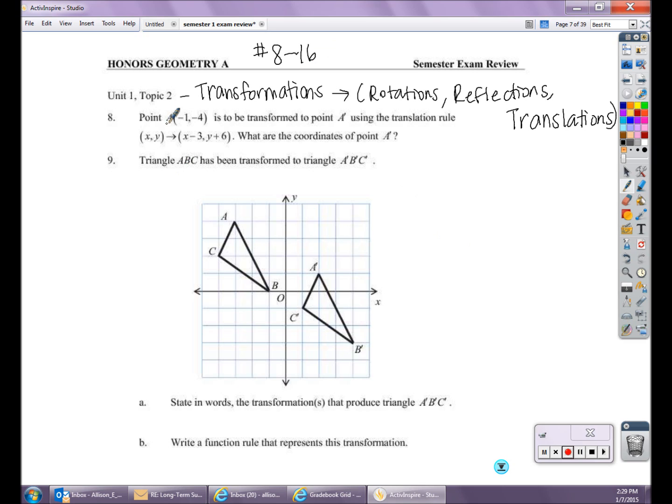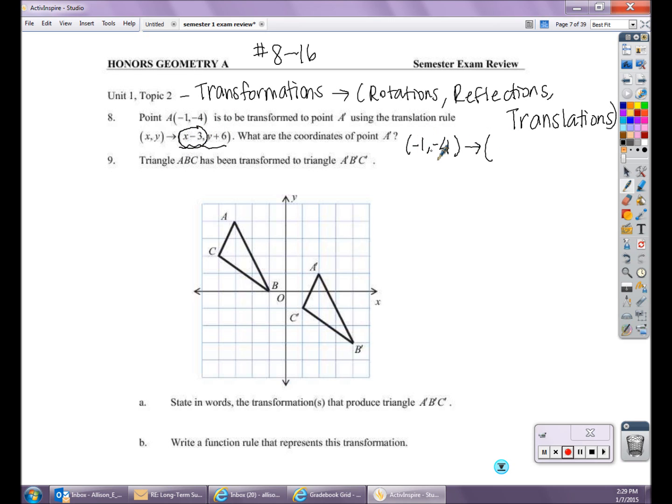Number 8. Point A, -1, -4 has to be transformed to point A prime using the translation rule x minus 3, y plus 6. What are the coordinates of A prime? Okay, so -1, -4. After it goes through this rule, you want to subtract 3 from the x.